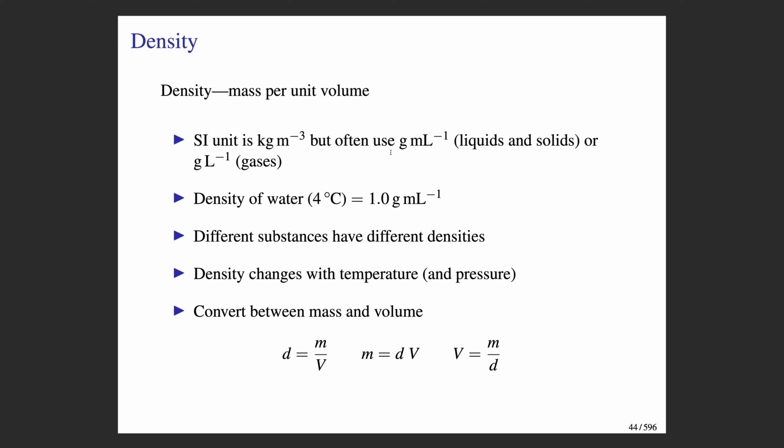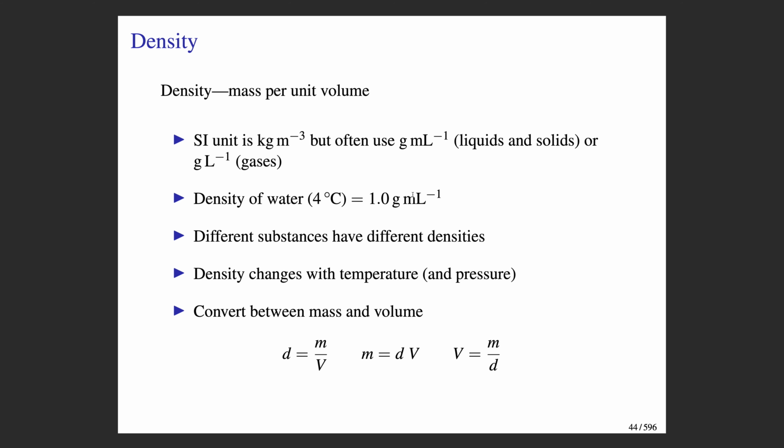To give you a sense of what a typical density would be, the density of water at 4 degrees Celsius is about 1 gram per milliliter. So that dime-sized amount of liquid water would have a mass of 1 gram. One of the cool things about density is that different substances have different densities. And so in a sense, you can use the density of a substance as a way of characterizing that substance. It's a property of that substance.